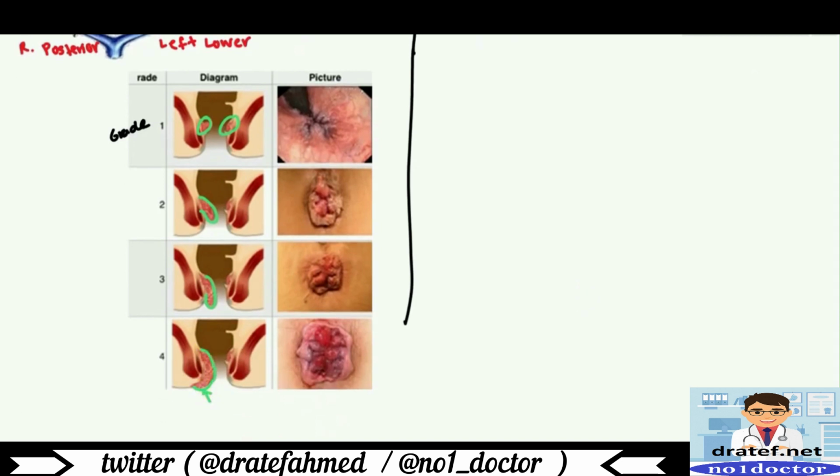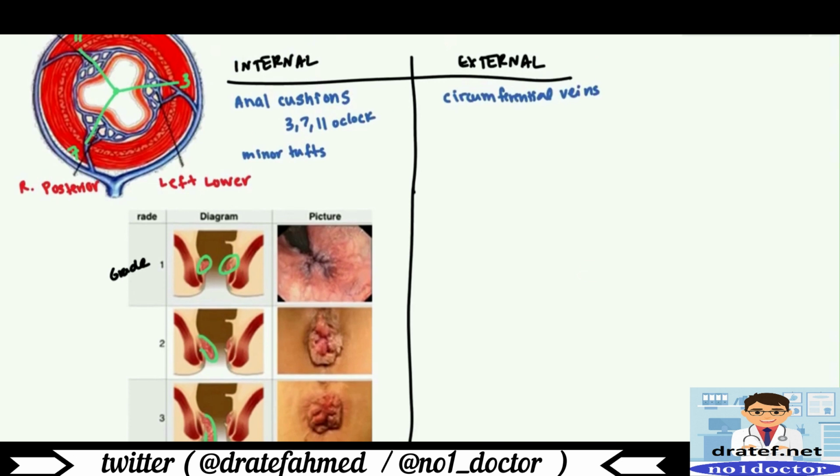And in grade 4, the distinguishing feature between grade 3 and grade 4 is if you apply pressure up this way, it won't reduce. It'll just stay out. So grade 3, you could manually regress it. However, in grade 4, there's no way to regress it. And you can see how big that is, and you can just see as you go down, it's become bigger and bigger and more visible. So that's internal. We can go back to external.